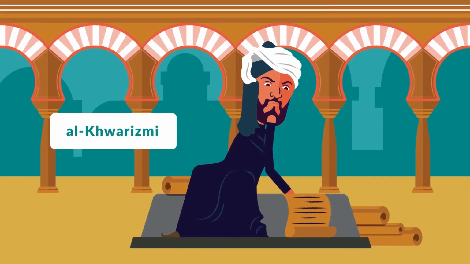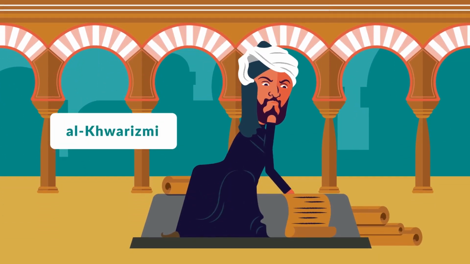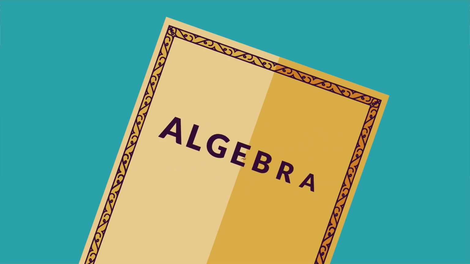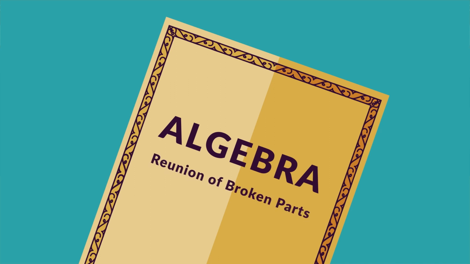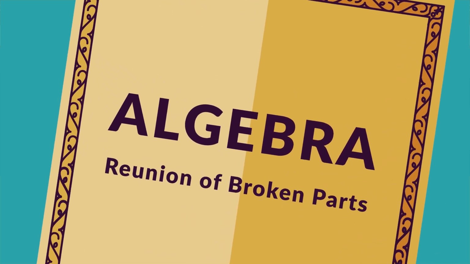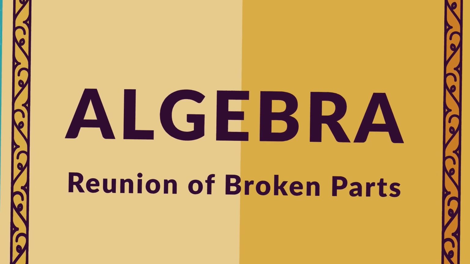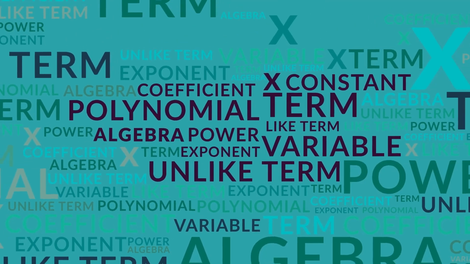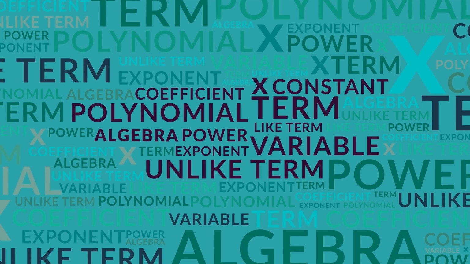Al-Khwarizmi is a 9th century mathematician from Baghdad who is credited as being the father of algebra. The word algebra is a Latin translation of the Arabic word al-Jabr, which means reunion of broken parts, and comes from the title of an important work by al-Khwarizmi. Algebra can be seen as the language of mathematics. And like any new language, there are rules and definitions which you need to learn and practice often.